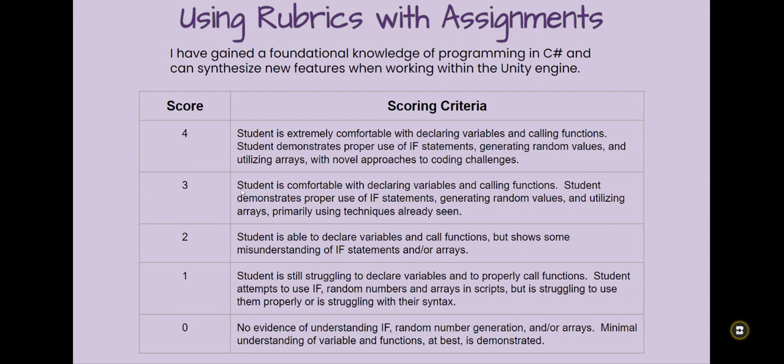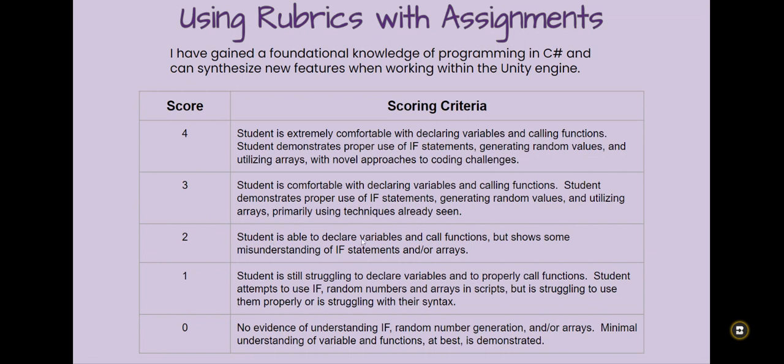A 3 is students comfortable declaring variables and calling functions. They demonstrate proper use of if statements, random values, and utilizing arrays, primarily using the techniques already seen. So they're not necessarily stepping outside and using this in a way that they're able to synthesize new processes. They're just able to kind of do it. They understand the syntax. They know how it works, but they're not really doing anything new and creative with it. They're just kind of doing what they've already seen.